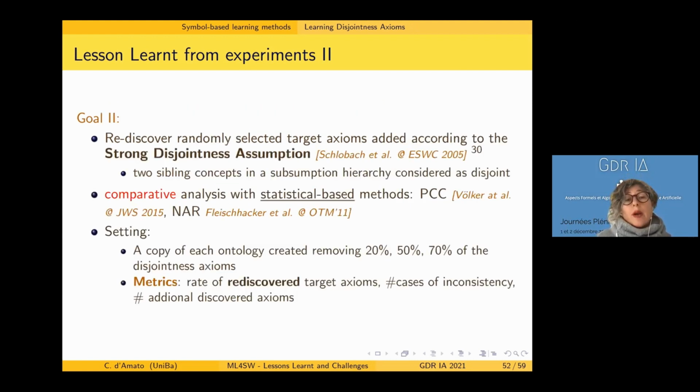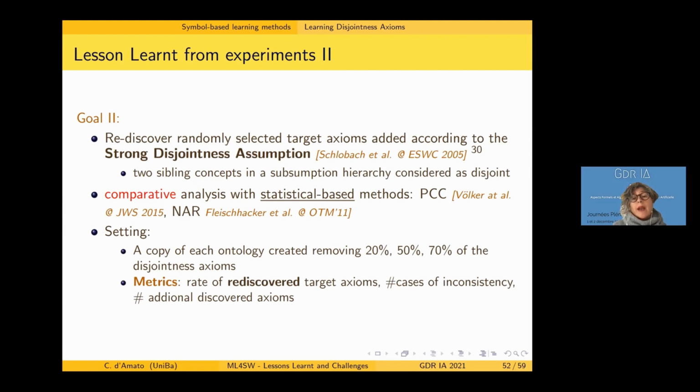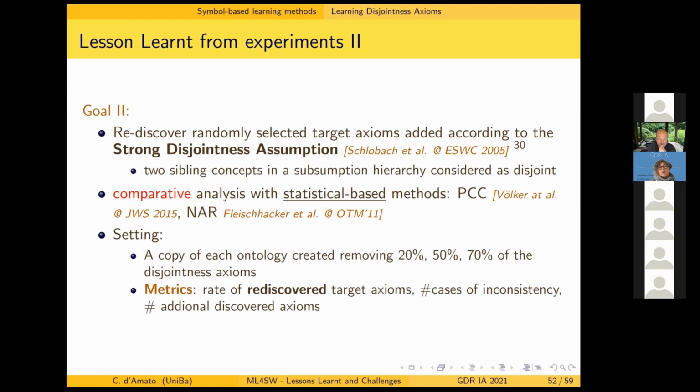We also compared the method grounded on learning terminological cluster trees with respect to the methods that have been developed at the state of the art, which adopted a purely statistical approach. And in order to do that, we targeted a more complex problem, that is to rediscover a number of axioms that was equal to 20%, 50%, and 70% of the axioms in an existing ontology that have been removed.